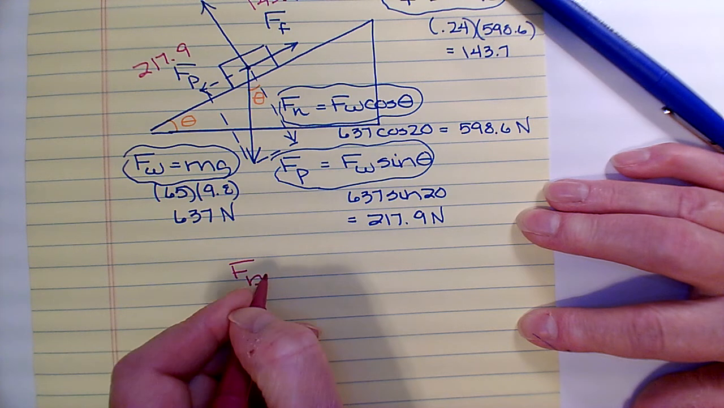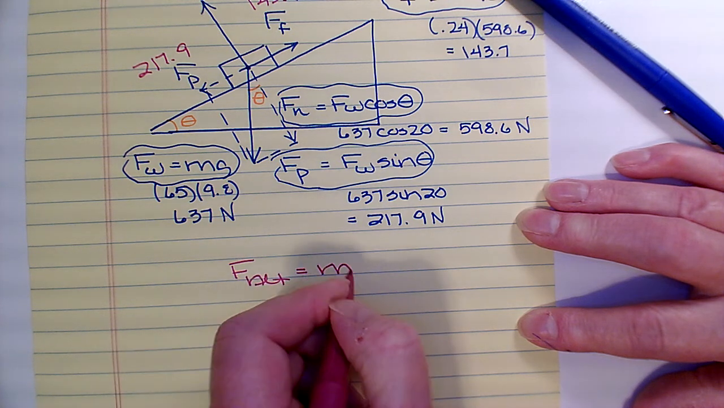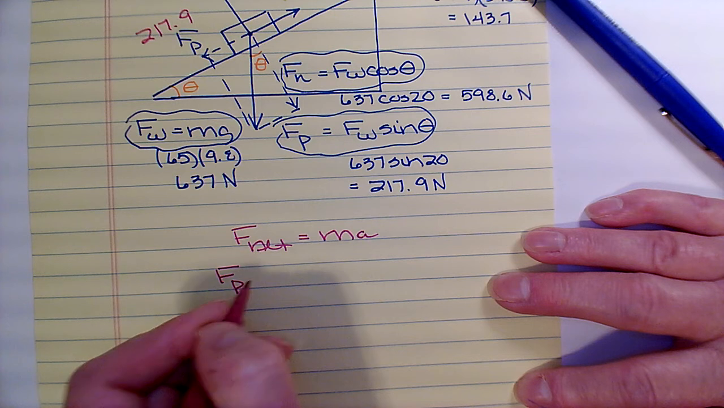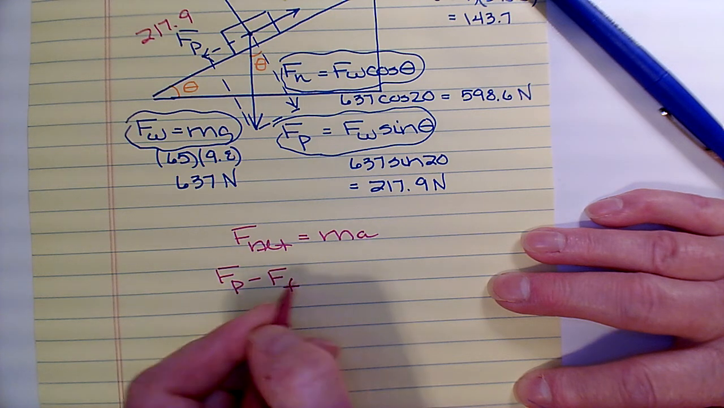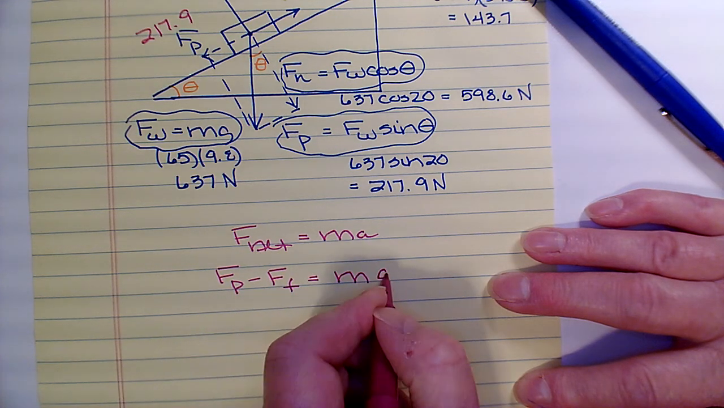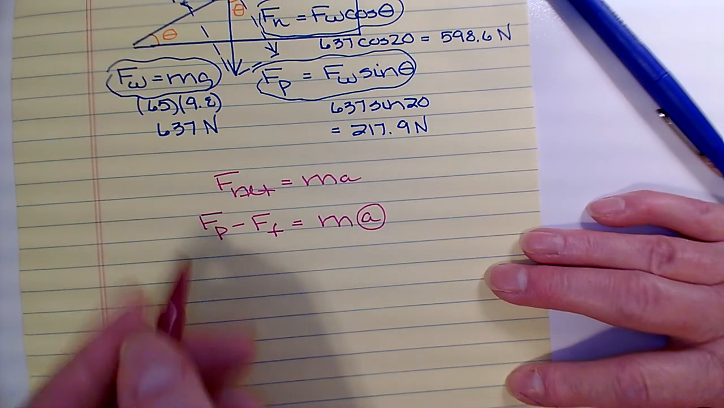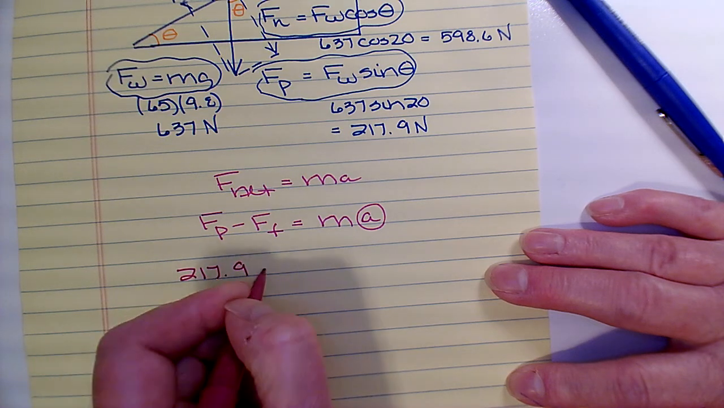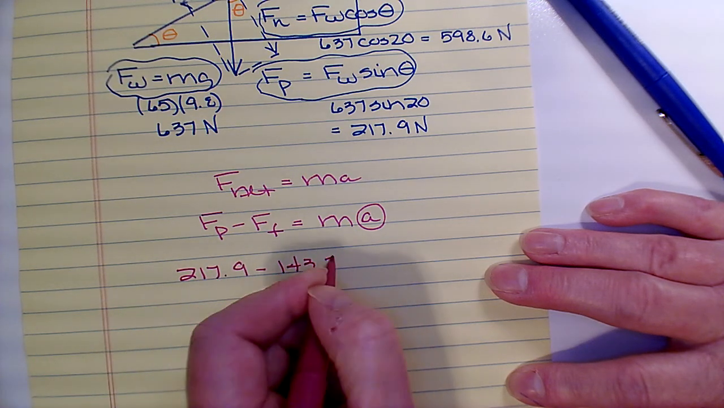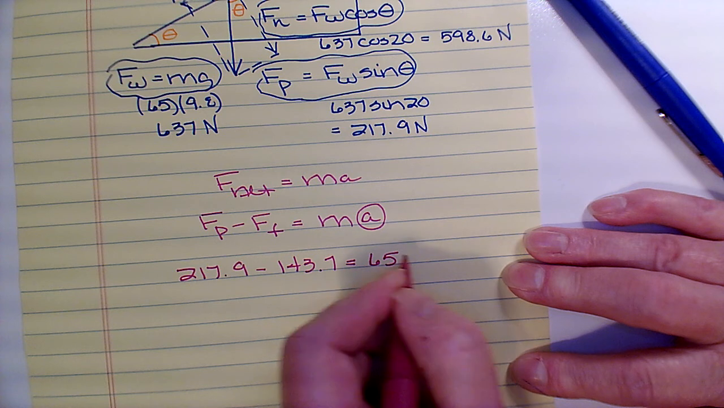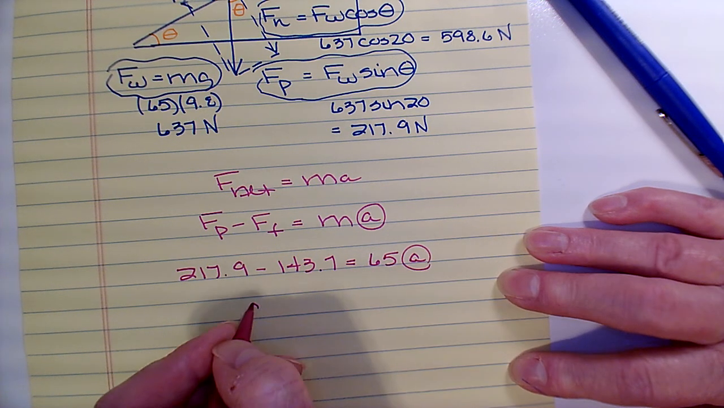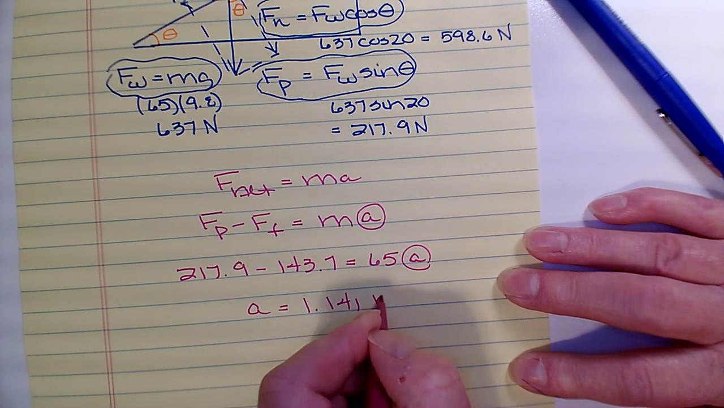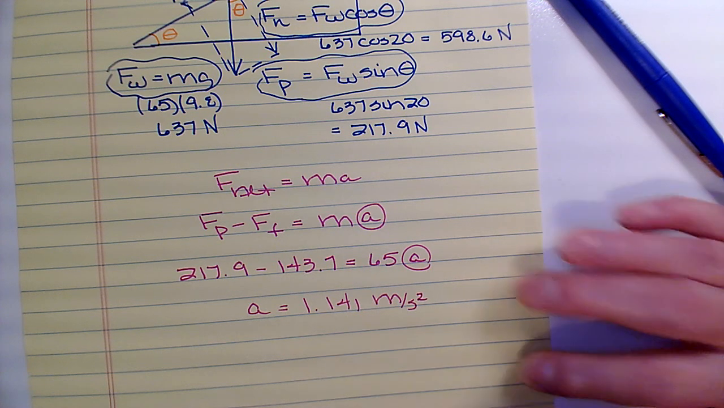So we'll write down F net equals MA. And it's going to be the downward force, we'll call it the big arrow, minus the little arrow, equals MA, and we are trying to calculate the acceleration acting on the skier. So that's going to be 217.9 minus 143.7. The skier has a mass of 65, and we find out his acceleration is 1.141 meters per second squared down the hill.